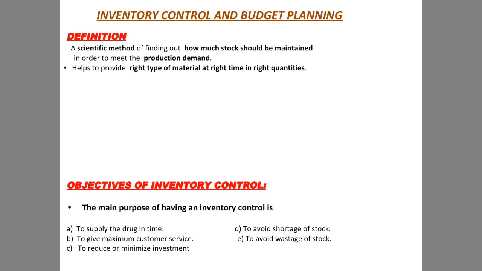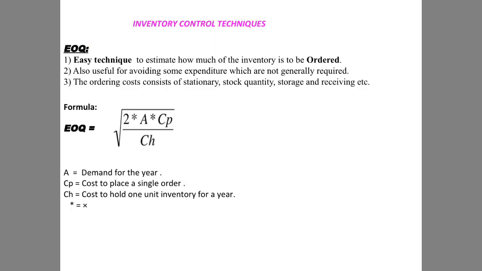But the other thing about having inventory control is any inventory, and you've heard this in the prior videos you watched, any inventory sitting on the shelf that is not being used is just untapped cash. And so we obviously want to avoid shortage of stock, but we definitely want to avoid wastage of stock. There are multiple different techniques for inventory control, and one of the easiest techniques is to estimate how much inventory is to be ordered. Also, it's useful for avoiding some expenditures which are not generally required. The ordering cost consists of stationery, stock quantity, storage, and receiving.